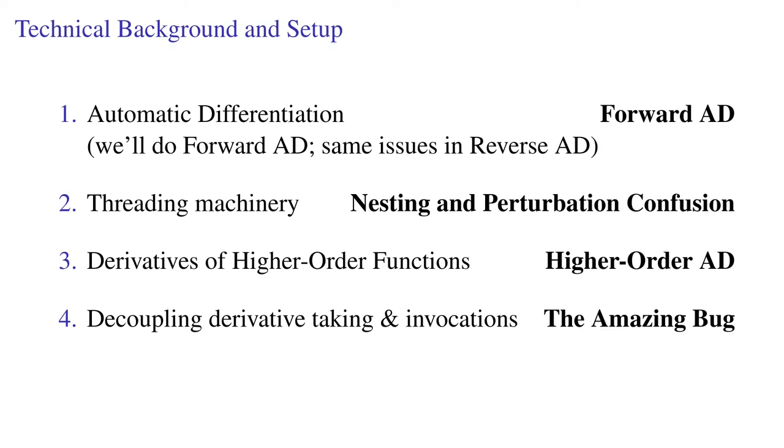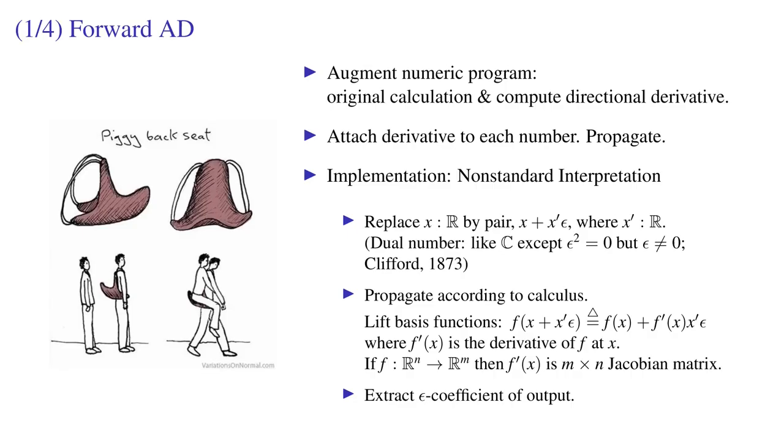Then I'll talk about classic perturbation confusion and how it's avoided using tags. We'll think about derivatives of higher order functions and see how allowing them breaks the one-to-one correspondence between invoking derivative operators and taking derivatives, thus allowing this bug. After that's all unpacked, we'll look at ways to address the problem.